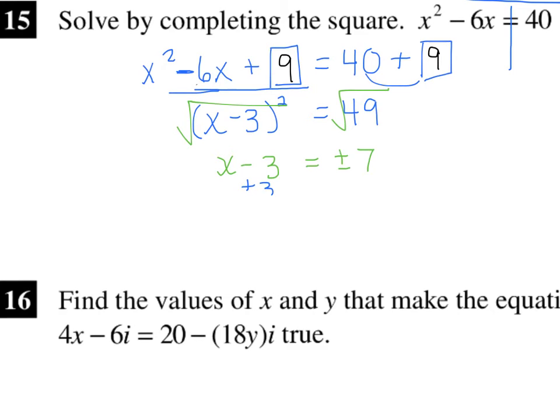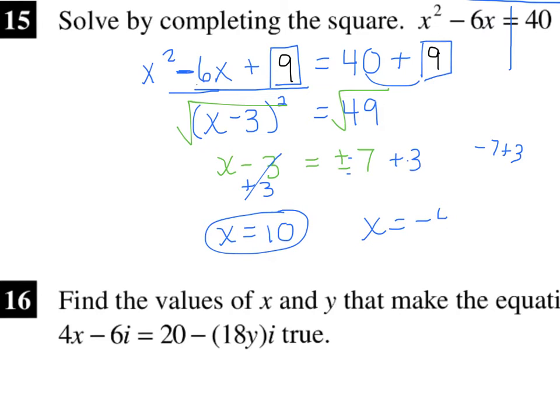Next, we add 3 to get x all by itself, and we're going to have 2 answers. One of the answers comes from positive 7 plus 3. That's 10. The other answer comes from negative 7 plus 3. Negative 7 plus 3 is negative 4.